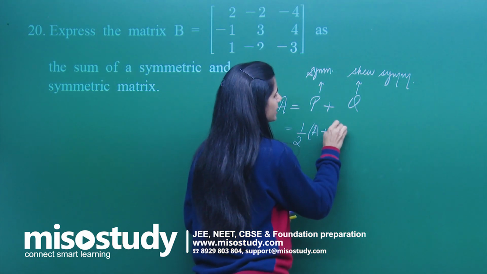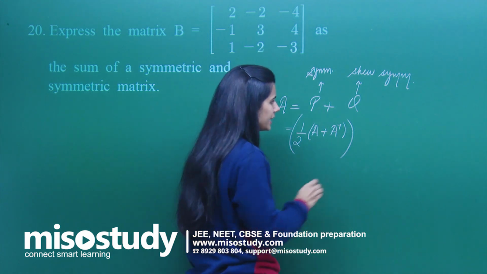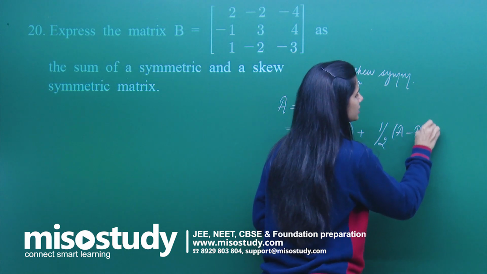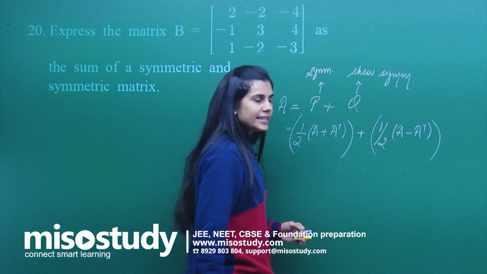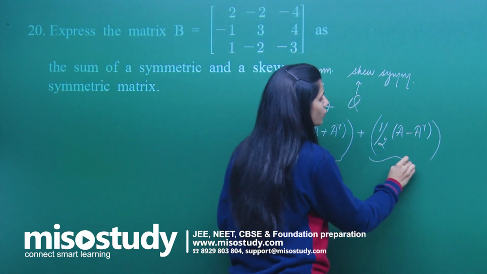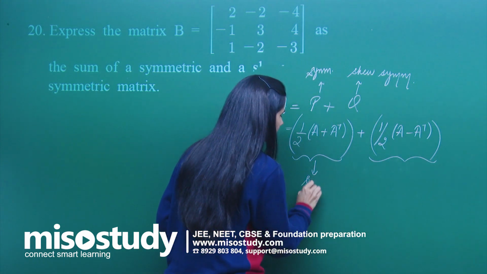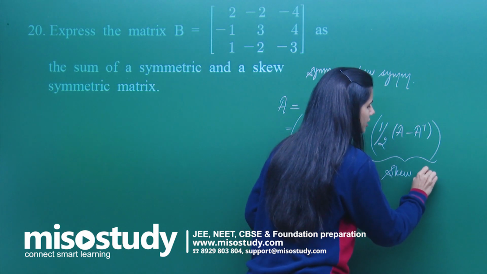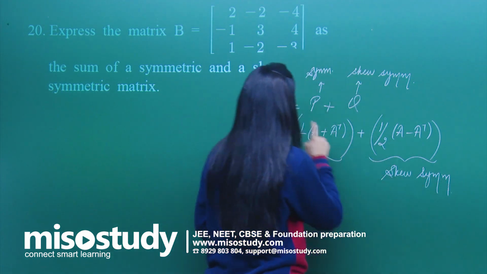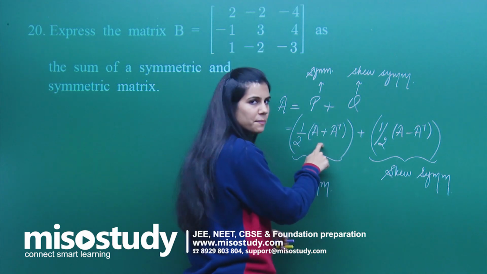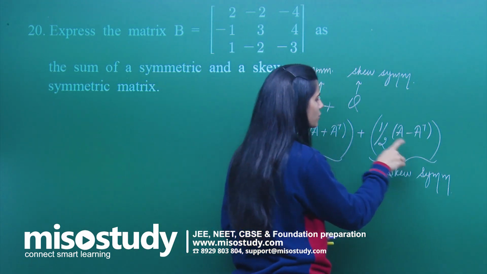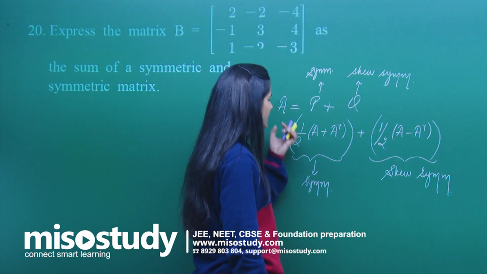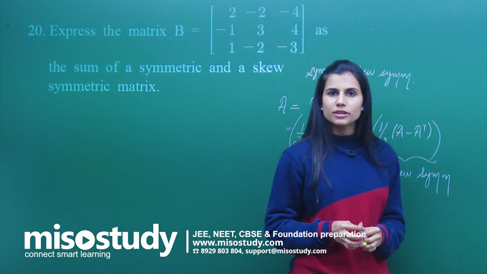Half of A plus A transpose is P and half of A minus A transpose is Q. Yes, we have done that in theory. You all would have checked that this matrix is symmetric and this is skew symmetric. And therefore, with the help of A, you can obtain half A plus A transpose and half A minus A transpose, and when you add both of them you get back A, and therefore you are able to express A as the sum of a symmetric and a skew symmetric matrix.